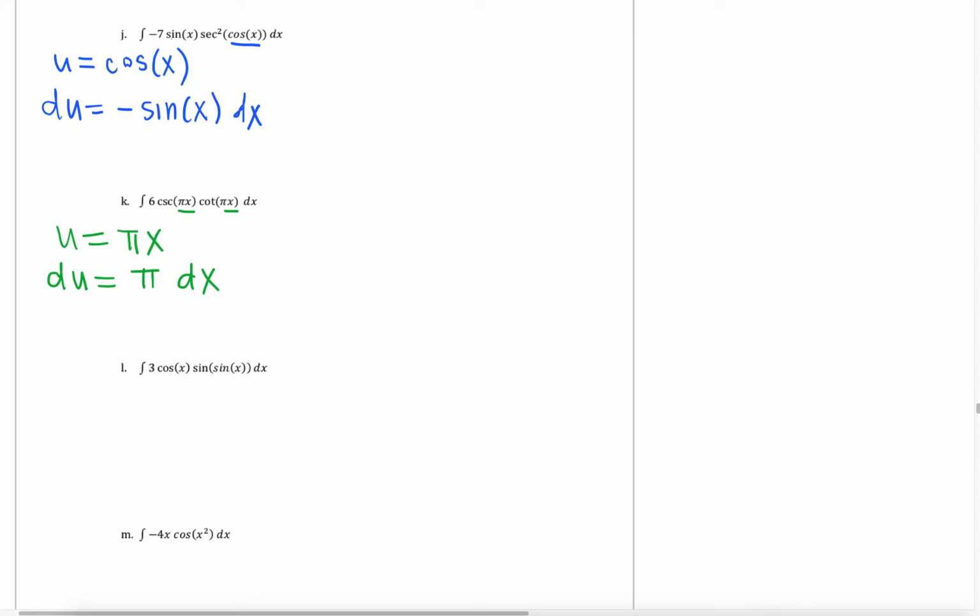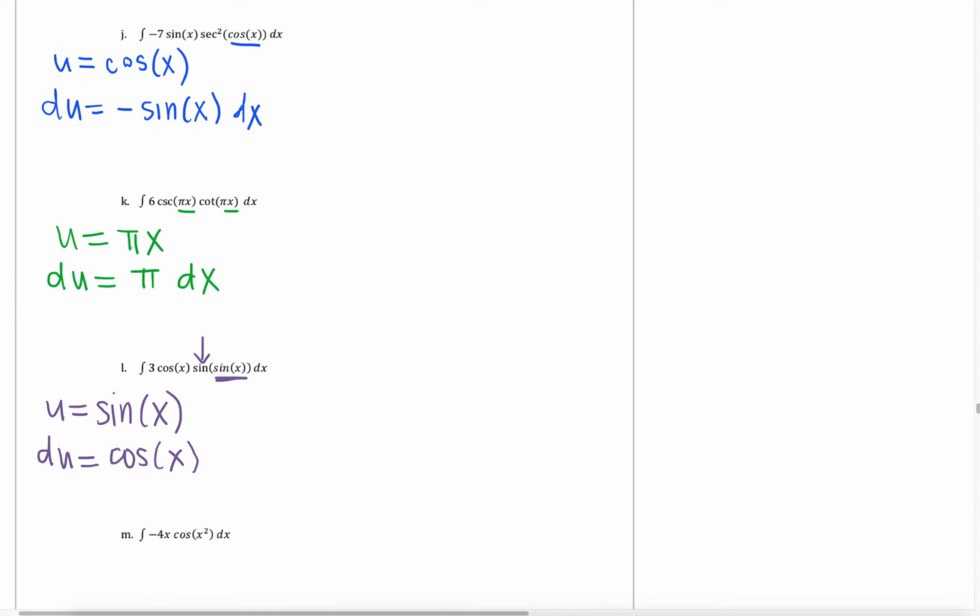Now in example L here, we have the integral of 3 times cosine of x times sine of x dx. Here we really want to look at what is our innermost function, and in this case it's this sine of x that I'm underlining, so that u is going to be equal to sine of x. Our du then will be the cosine that's outside the function over here, and so when we end up replacing this, I'm still going to have that sine that's outside, and we'll end up with that sine of u then as our integrand, which is a basic integral to integrate.